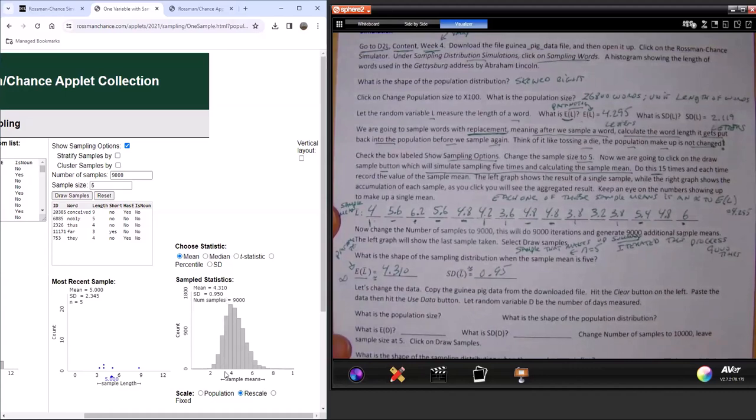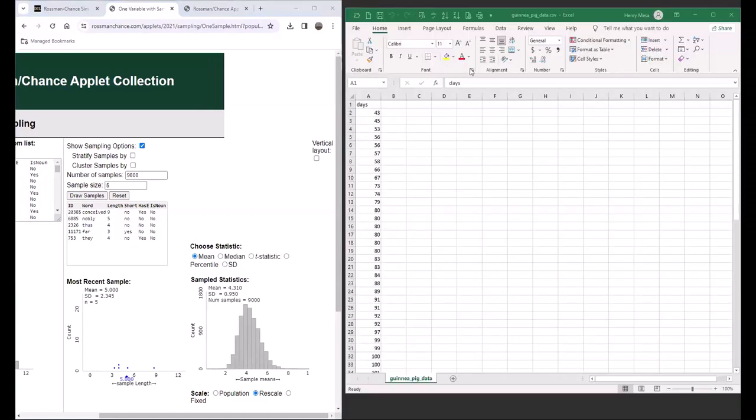And again, notice 0.95, it's about 1. So I'm noticing here that the mean is 4.3, somewhere here, and then the average distance is about 0.95 away from that mean. So you can see here, I have my guinea pig data that I mentioned we needed.